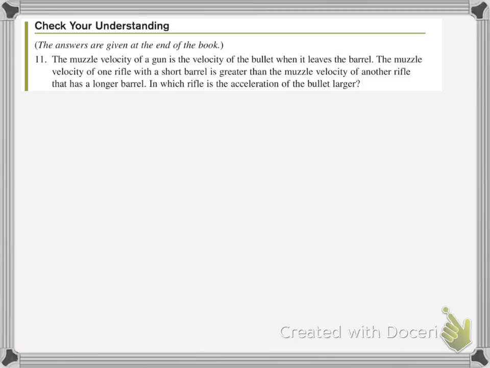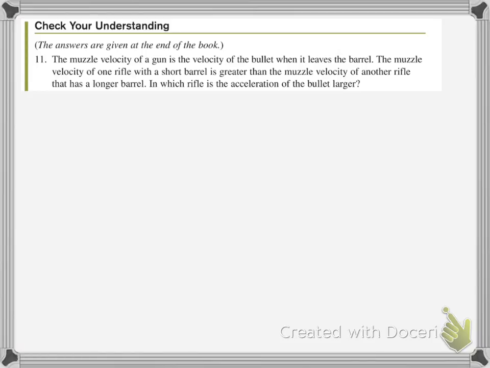Okay, so thinking logically, we would say that rifle 1 has a larger acceleration than rifle 2, because it already tells us that rifle 1 has a greater muzzle velocity than rifle 2, and it has a shorter barrel, meaning that the bullet travels a shorter distance. And if something's going from rest to a high velocity in a short distance, it would have a high acceleration. So we would already say that rifle 1 has a higher acceleration than rifle 2.